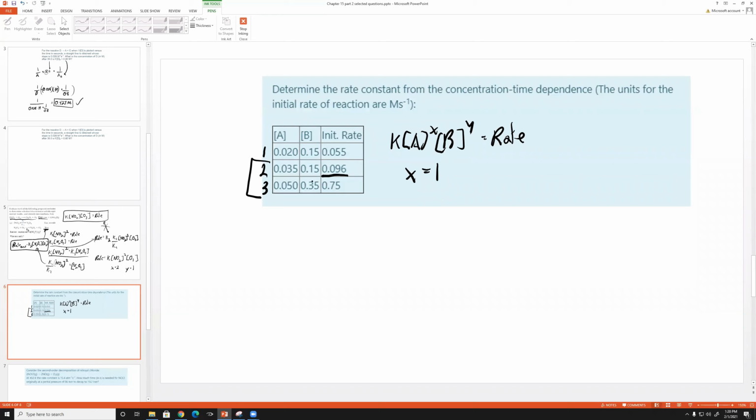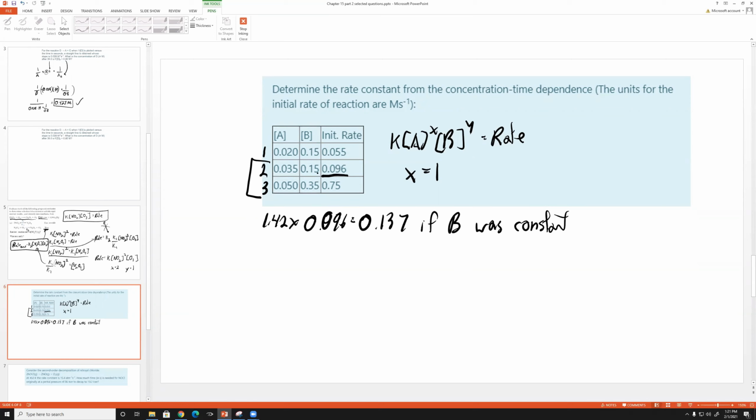Now, let's say B was held constant. When A goes from 0.035 to 0.50, that change, if we divide the two values, is 1.42 times. If that's the case, then the initial rate should change by 1.42 times. So the initial rate, if B was held constant, would be 0.137 if B was constant.